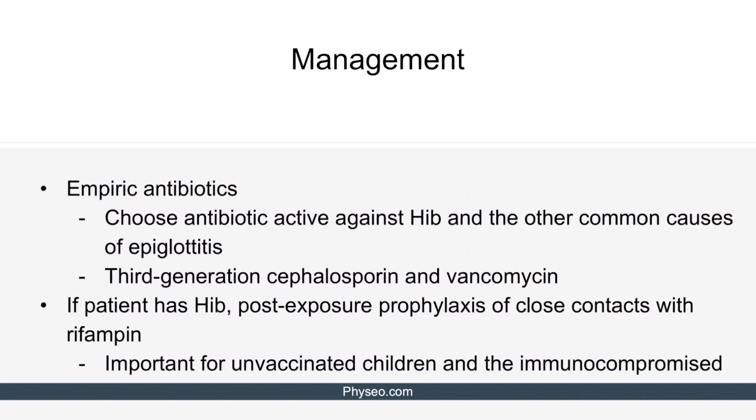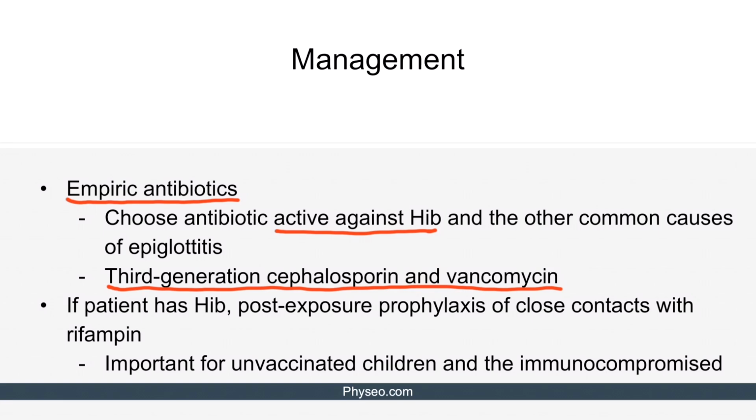After the airway is secured, the next step in management is to begin empiric antibiotics. Empiric antibiotics should be chosen to cover the most likely organisms, including Haemophilus influenzae type B, or HIB. The recommended antibiotics include a third-generation cephalosporin to cover pneumococci, or HIB, and an anti-staphylococcal agent, such as vancomycin.